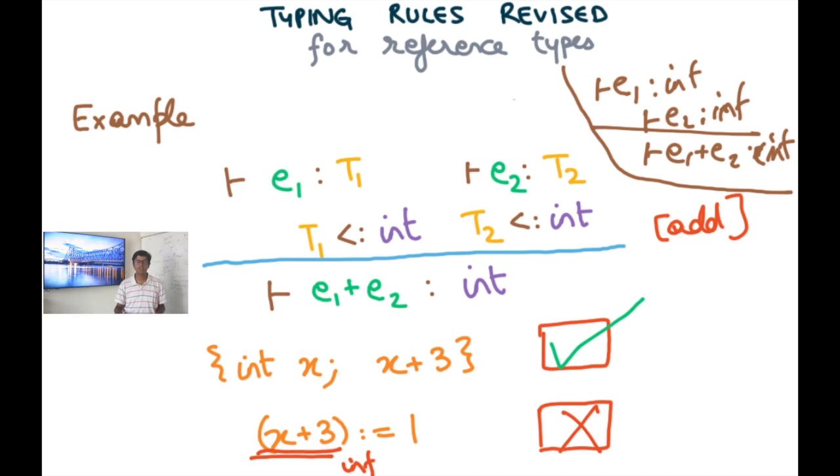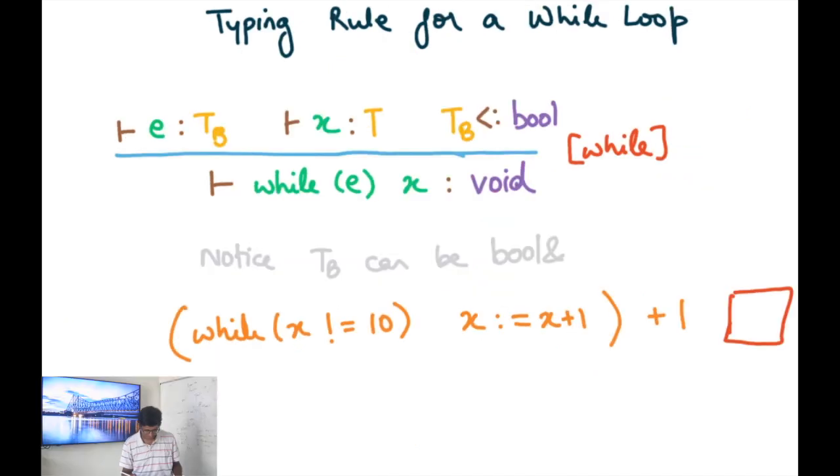So you can similarly generalize all our typing rules to accommodate reference types by just using the subtyping relation. Recall that a reference type is a subtype of the corresponding value type, and so if you generalize it like this, you basically can accommodate reference types as though only the value is being used in the expression.